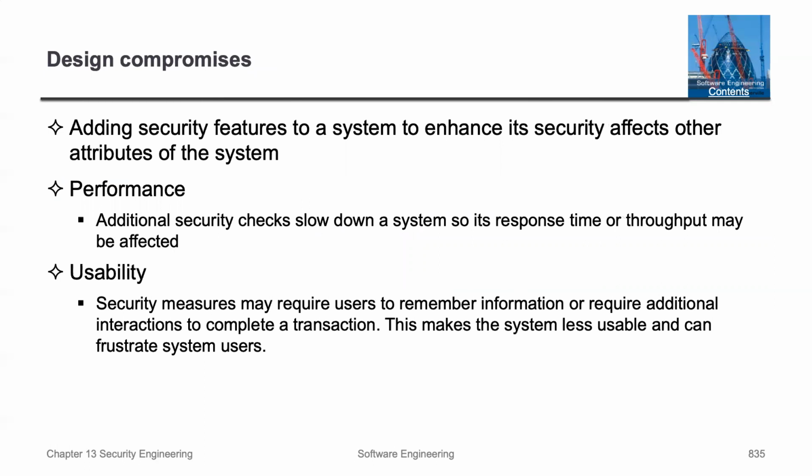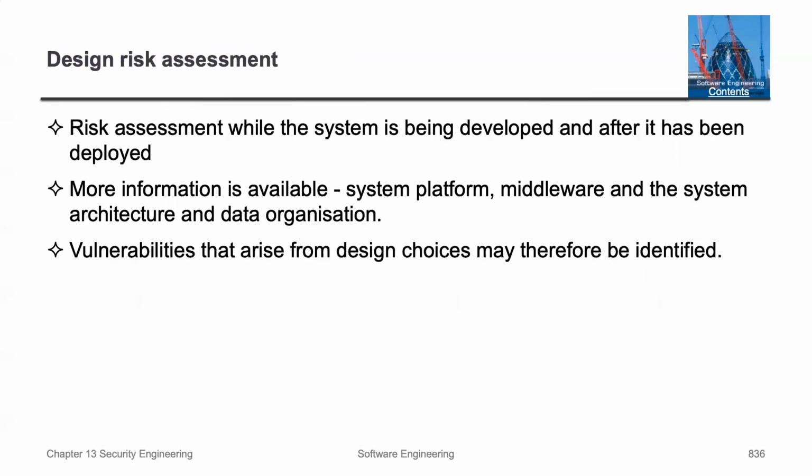In terms of design compromises, this is dealing with adding security features to a system to enhance security, which affects other attributes of the system. So it gets into performance and usability. Adding security checks slows down a system, so its response time or throughput may be affected. And in terms of usability, security measures may require users to remember information, or require additional interaction to complete a transaction. This makes the system less usable and can frustrate system users.